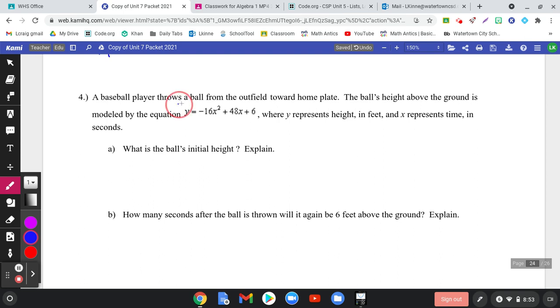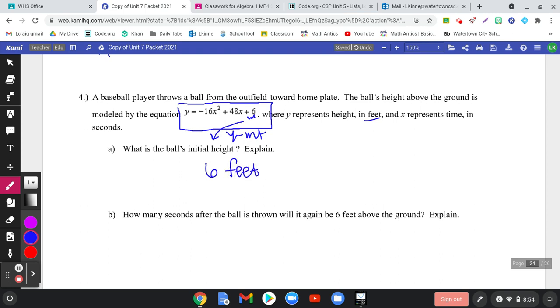But let's take a look at this equation. Y equals negative 16x squared plus 48x plus 6. This plus 6 is important. That's your y-intercept, which is also the initial height. So the ball's initial height is 6. It says the baseball player throws a ball from the outfield towards home plate. The ball's height above the ground is modeled by this equation where y represents the height in feet and x is the time in seconds. So it's 6 feet.